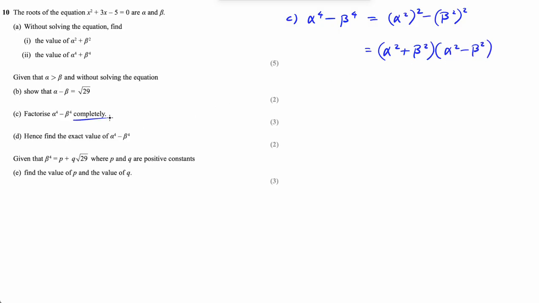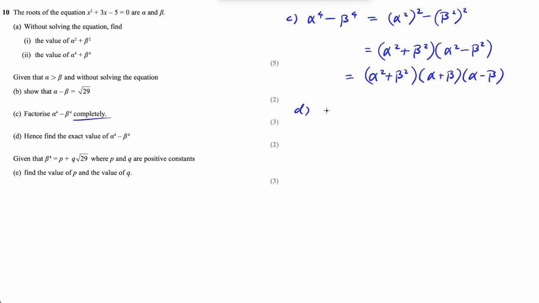That's why it says completely, guys, because we can go again. This is equal to alpha squared plus beta squared. I can't do anything with that. And then this is alpha plus beta times alpha minus beta. So that is the factors of this completely. Okay. Part D. Then he says, find the exact value of alpha to the 4 minus beta to the 4.